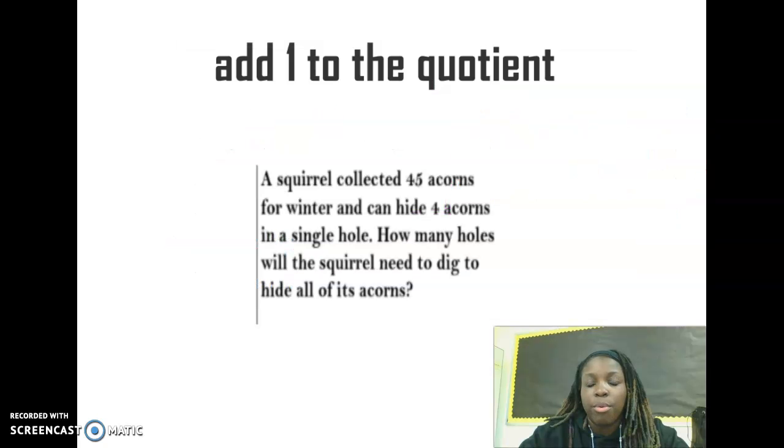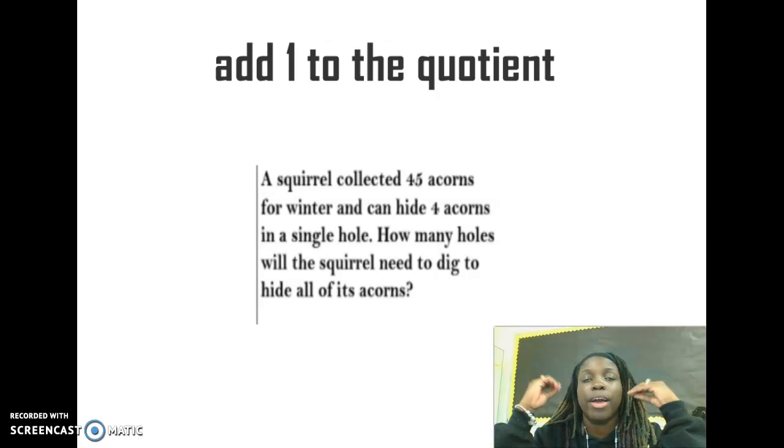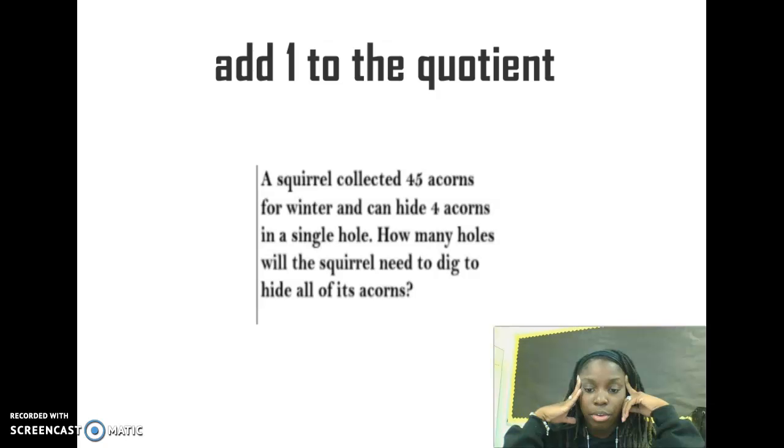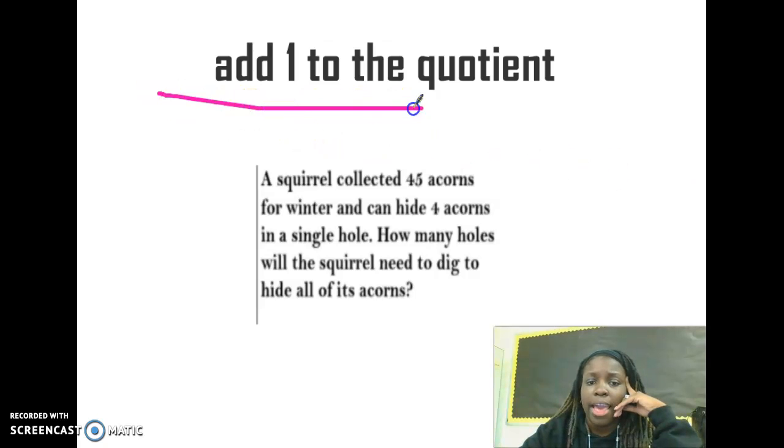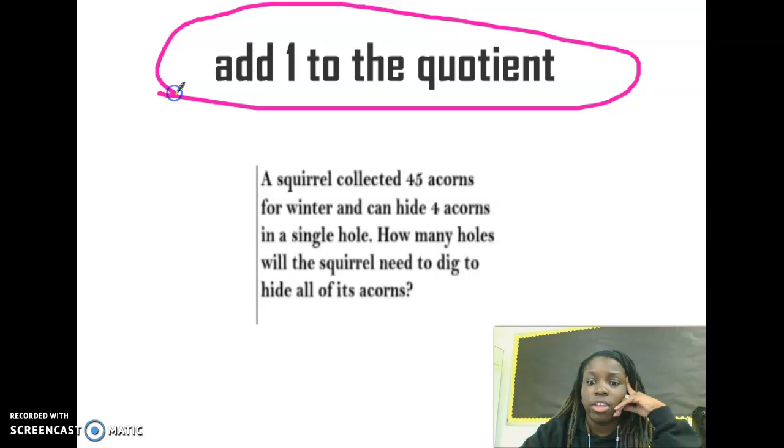All right, so now what we're going to do is we're going to be interpreting a remainder. So we're going to see, what do I have to do with the remainder when I divide? That's what we're going to be looking at, all right? So one way to interpret a remainder is to add 1 to the quotient. Quotient is my what again? Good, answer. So that means I'm adding 1 to my answer, all right? Just the number 1, adding 1.